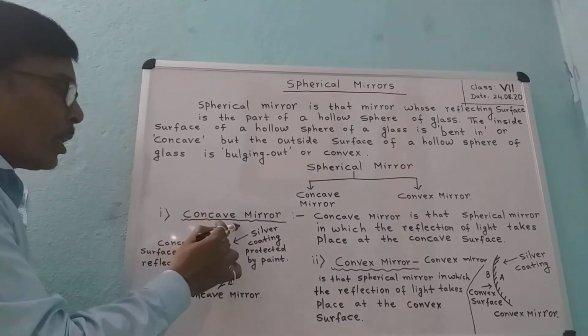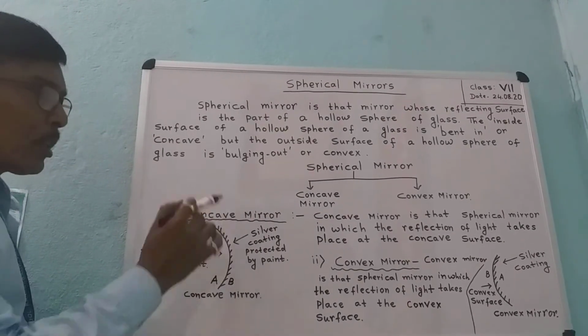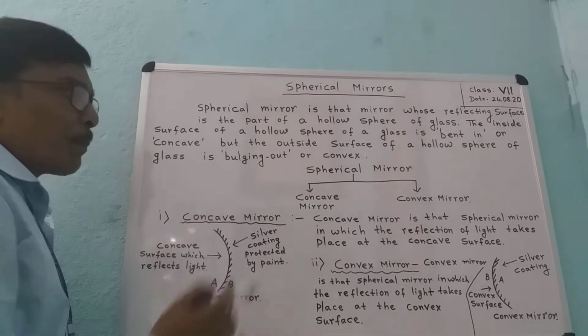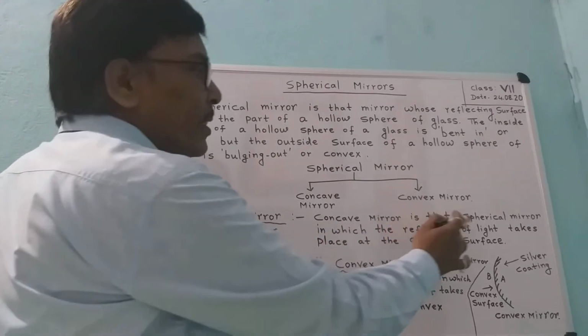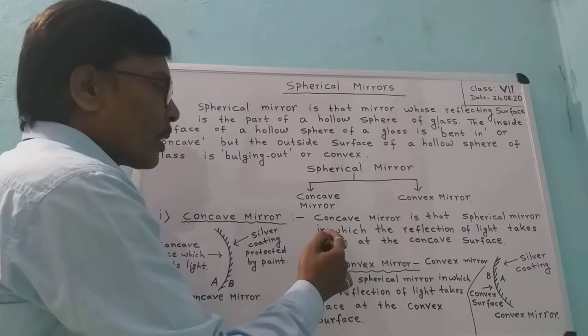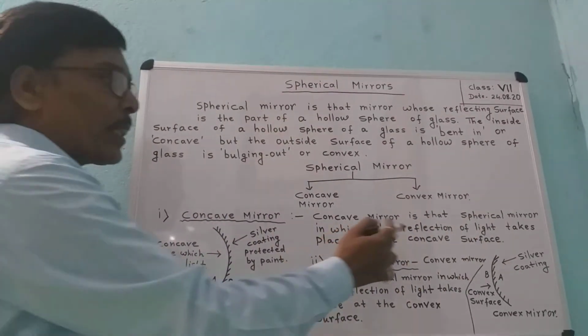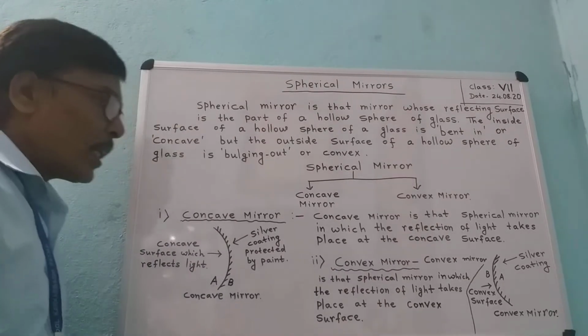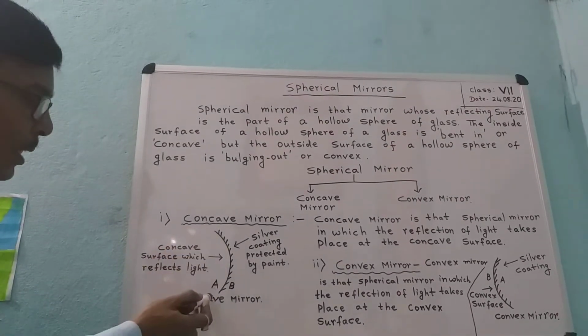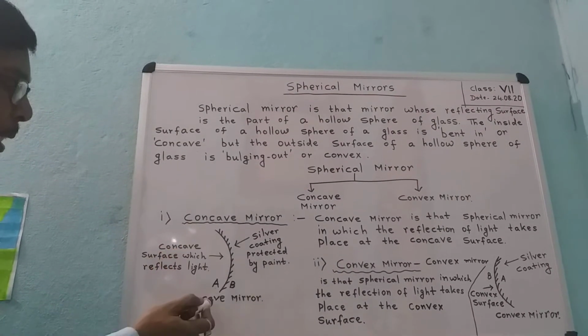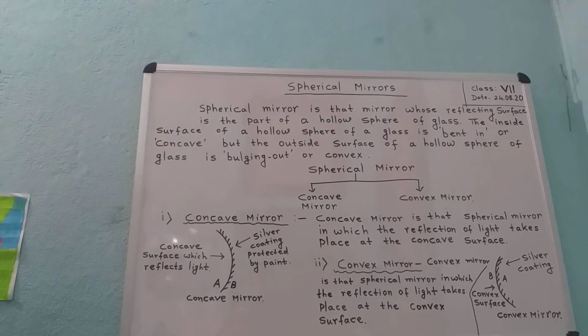First of all, we come to the concave mirror. What is a concave mirror? The concave mirror is that spherical mirror in which the reflection of light takes place at the concave surface. Here the diagram of the concave mirror has been shown in the figure.